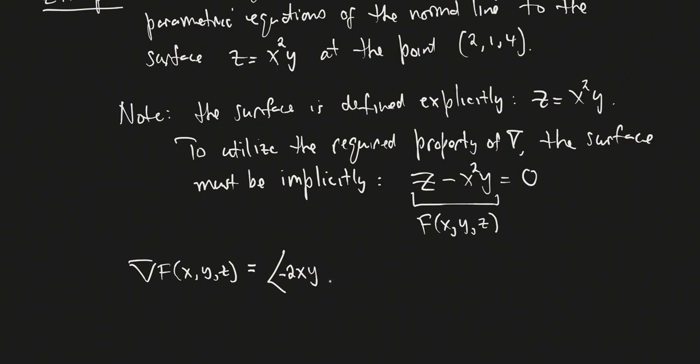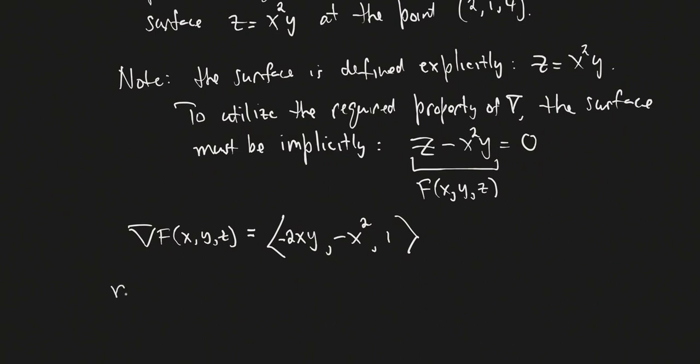Then let's differentiate with respect to y. Again, the z goes away, and the negative x squared will come down, but then the partial derivative of y with respect to y is 1. So we're just left with the negative x squared there. And then finally, the partial derivative with respect to z, well, only this term has a z, so we end up with a positive 1 here, and that completes our gradient vector, right?